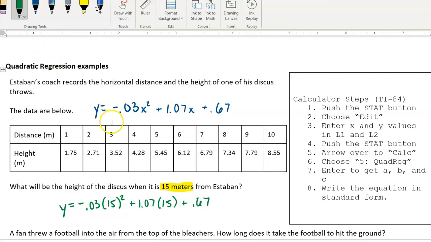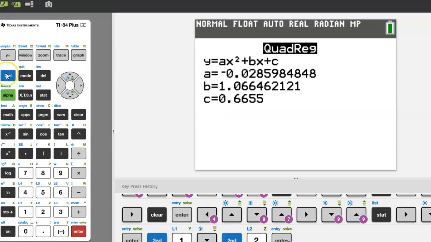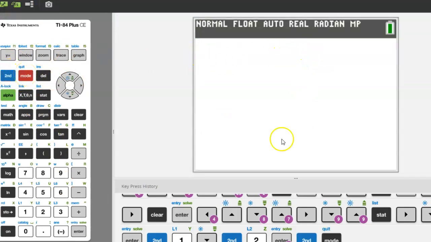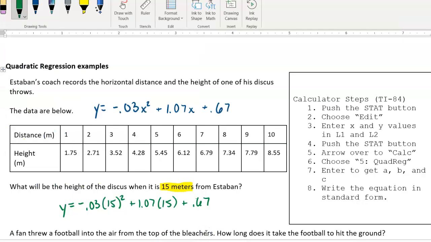All right, so what you're going to do is plug that in. So we can go back to our calculator. You just plug this in exactly as you see it on your calculator. To get to a calculator screen, we just want to quit out of where we're at. So you can just do second and then mode to quit, and you can just type that in all on your screen. And I'll just tell you when you do that, you get your answer of 9.97. And that's going to be the height in meters, so we'd say 9.97 meters.